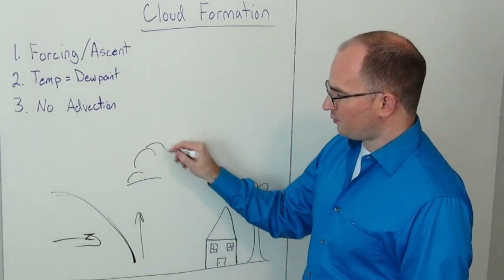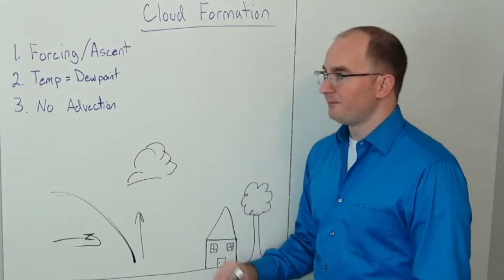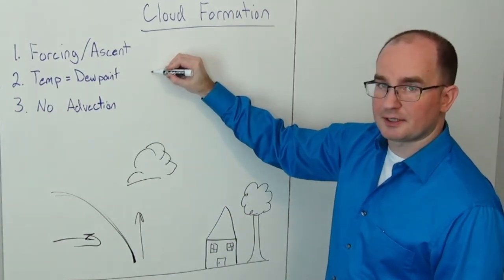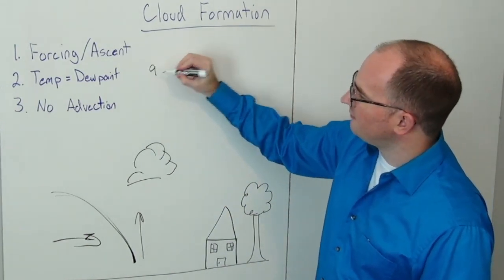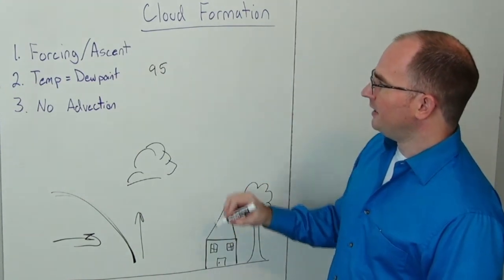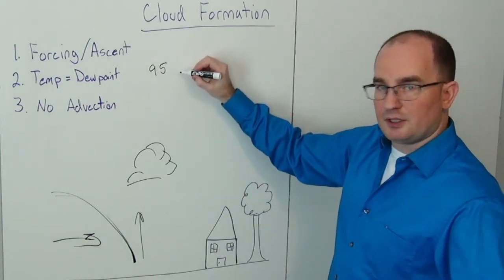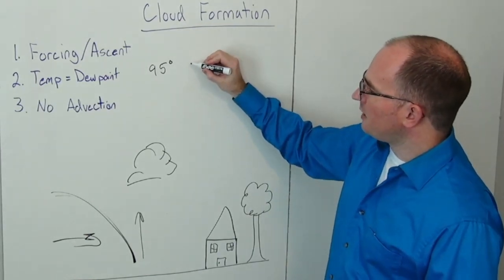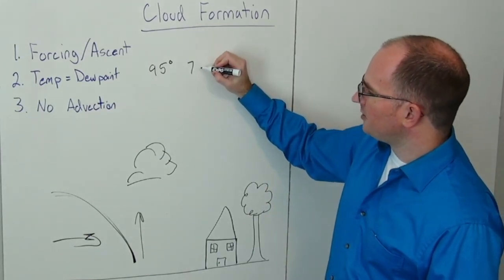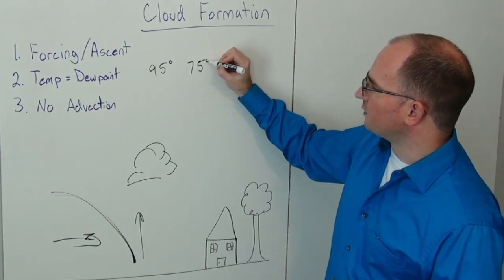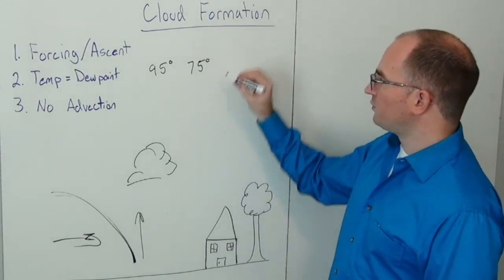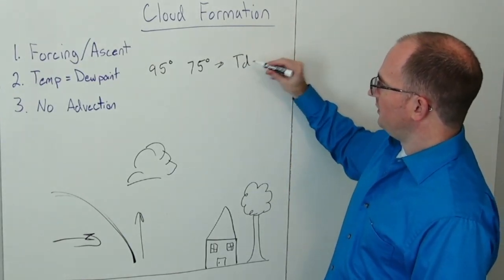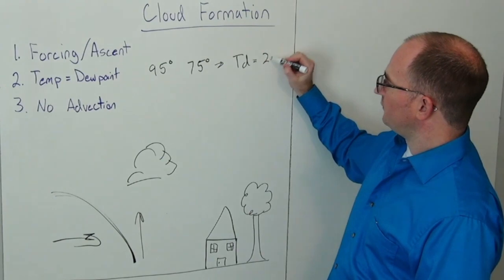And I wanted to stop right there real quick. There's your fun cloud. The temperature equals the dew point. This becomes really important. If the temperature outside in the summer is, let's say, 95 degrees, the dew point, if you're along the Gulf Coast, is probably somewhere around, let's say, 75 degrees. Well, a difference of about 20 degrees. We call that a temperature dew point depression of 20 degrees.